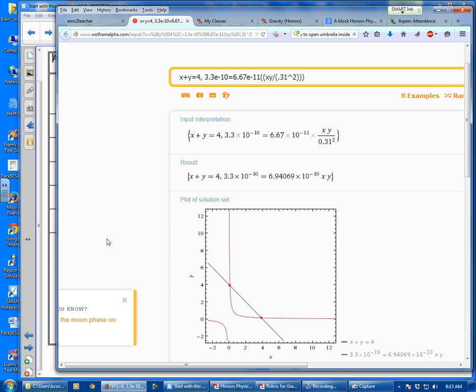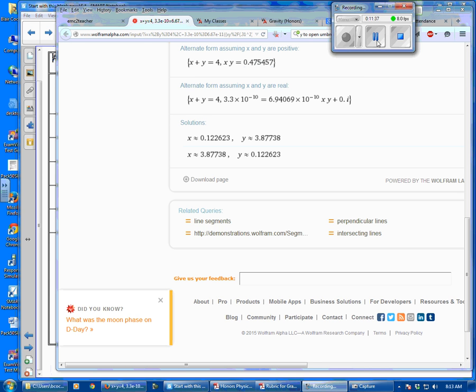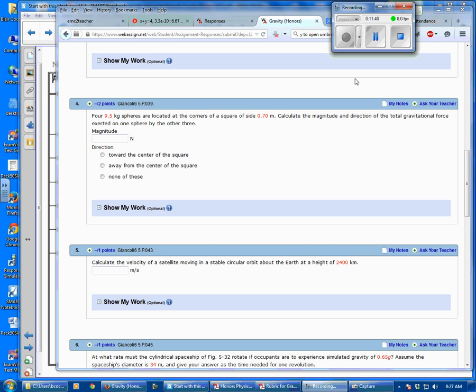If you need help putting that in, or if you want to do it algebraically, let me know, and I'll come over and help you. I'm going to just double check my solution. All right, so we're going to try to stick number 4 in here before the end of the block.